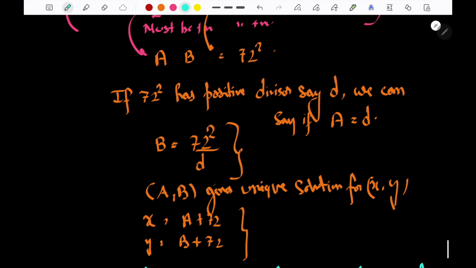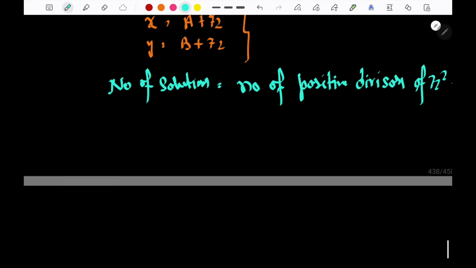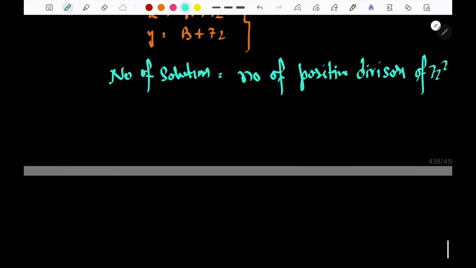Why is it like that? See, a into b is 72 squared, so if a is 72, b is also equal to 72. Now if a is 36, b is 144, again it will give you 72 squared, so that's why. So, number of positive divisors of 72 squared.